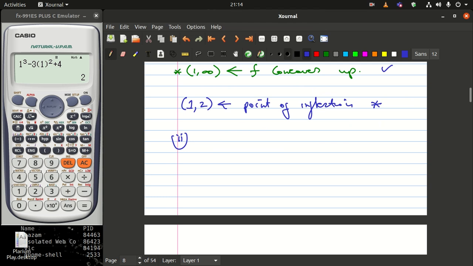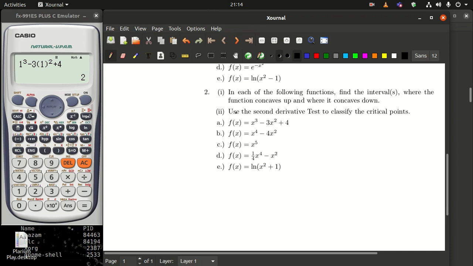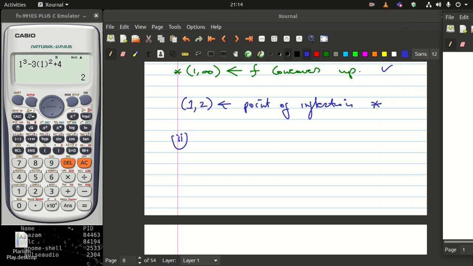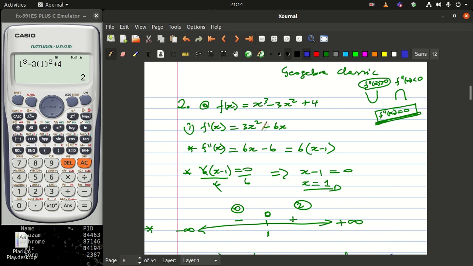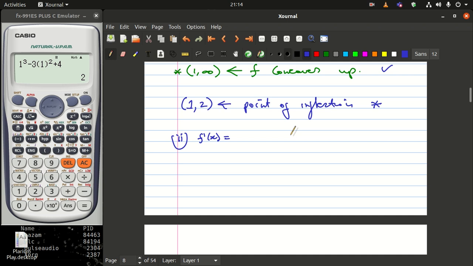Roman numeral number 2 is saying something very nice: use the second derivative test to determine, or to classify, the critical points. Now, how do you find the critical points or the critical numbers? The first thing, to find the critical numbers, you need to find the first derivative with respect to x. And if you notice here, we already found the first derivative as 3x squared minus 6x. So we have the first derivative.